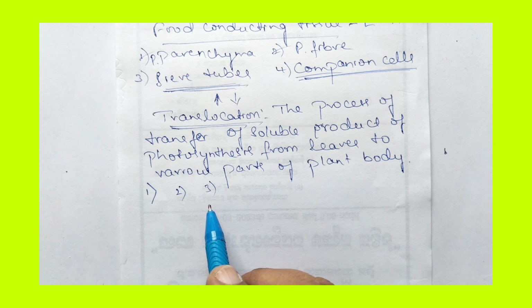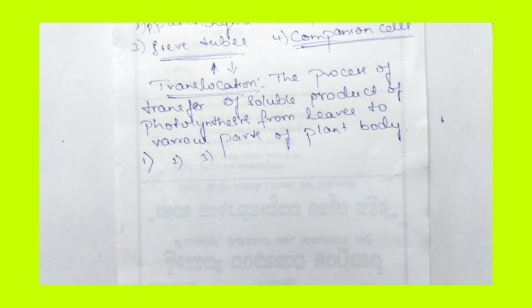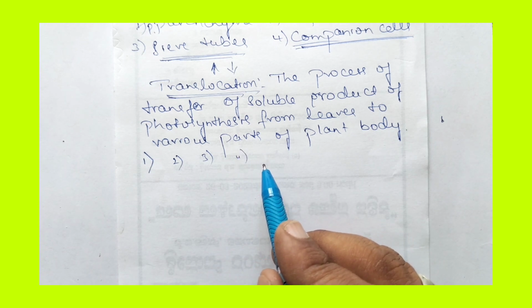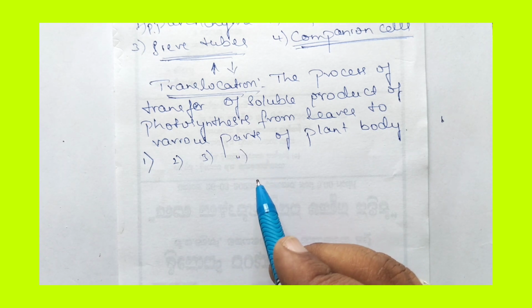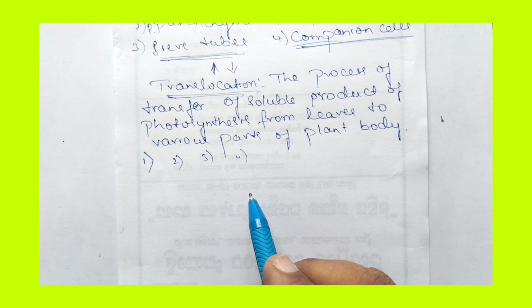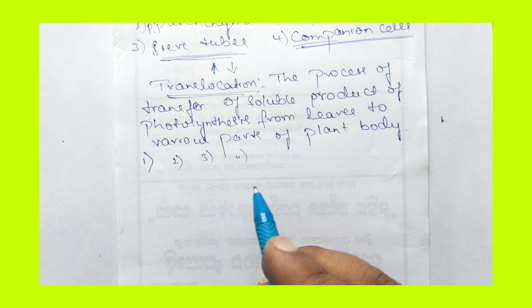Now in the sieve tube the concentration of food will be more. So due to this, osmotic pressure will be created. Then due to osmotic pressure, the food moves from a region of higher concentration to a region of lower concentration. Again, it moves from a region of higher concentration to a region of lower concentration.